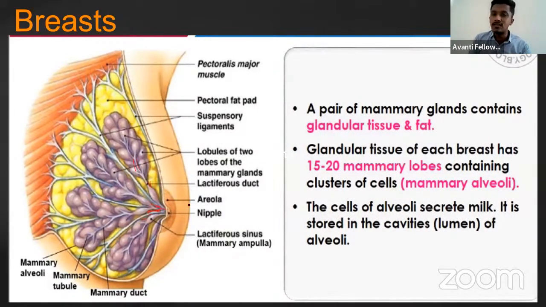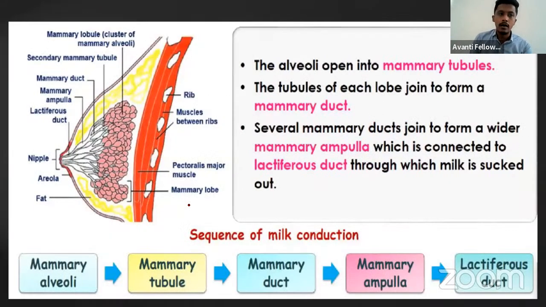So actually, breasts are modified sweat glands. Remember this, it is very important. And the diagram of the mammary gland is very, very important for labeling. So what do we have? We have mammary lobes and we have mammary ducts. Mammary ducts lead to the mammary ampulla. The mammary ampulla leads to the lactiferous duct. And through the lactiferous duct, the milk is sucked out at the nipple. So these four things are important.